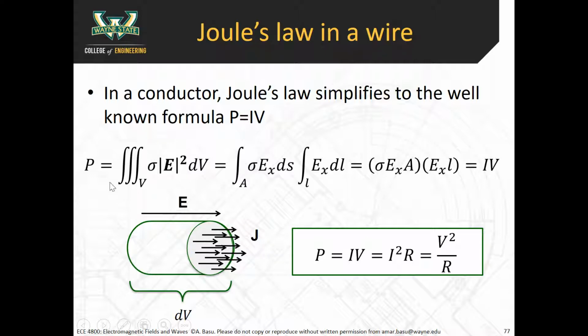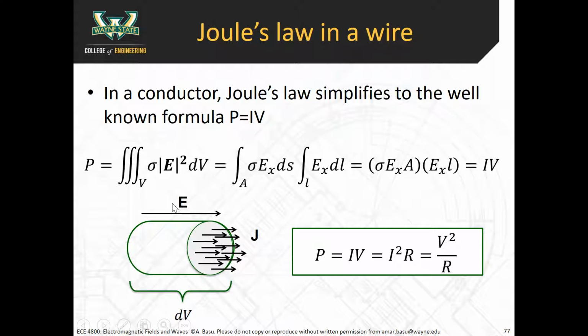Now, let's look at what a wire is. In a wire, imagine that this horizontal axis is the x-axis, and the current vectors are going horizontally, just as you can see here. So this E is going to have just an x component. There's going to be no y component, no z component, just an x component.